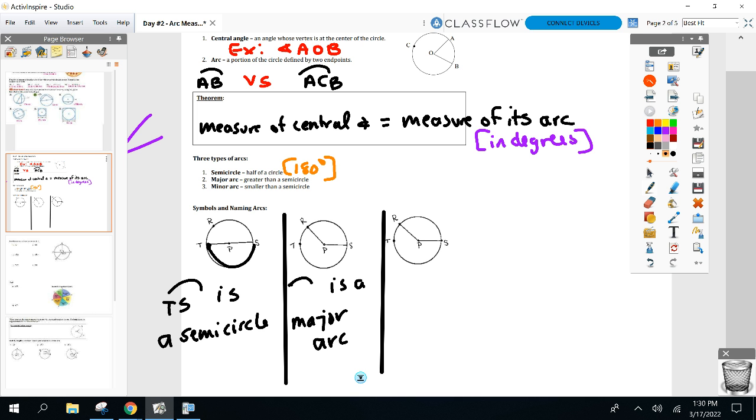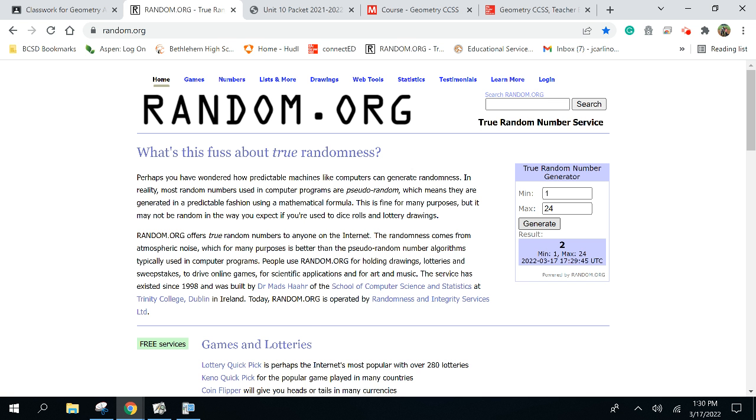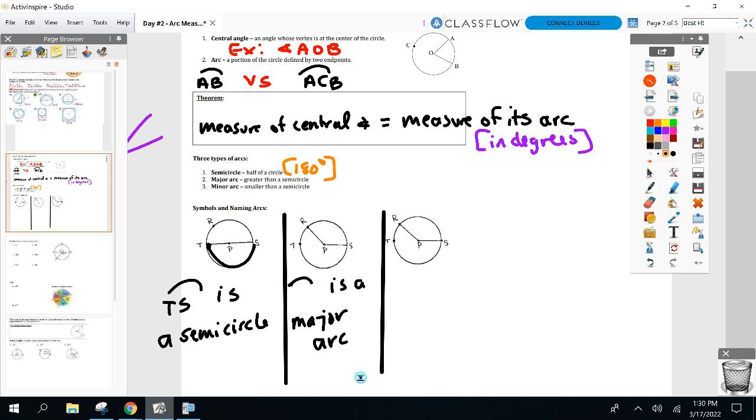Name a major arc, which would be something bigger than a semicircle. Name a major arc with the correct letters. RTS. Yep, RTS works for me. STR, RST would be a major arc. That's a good one.